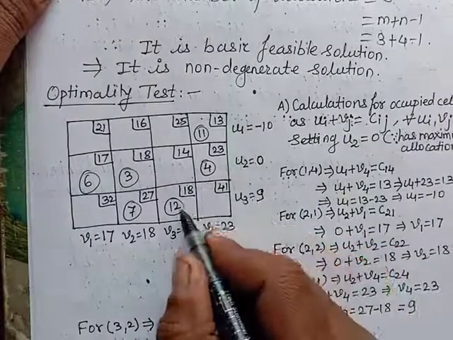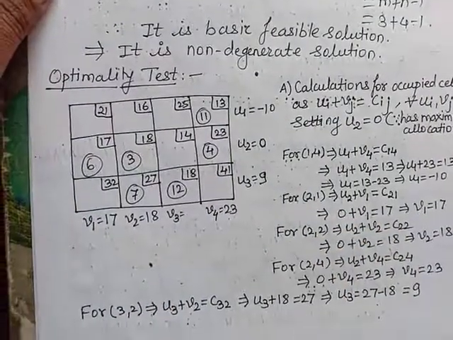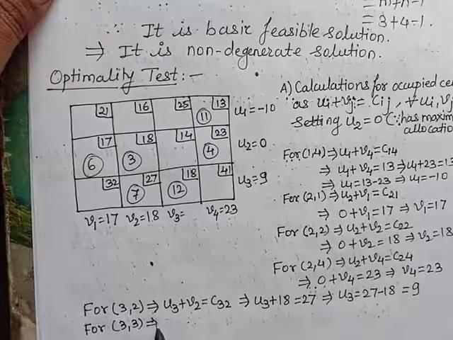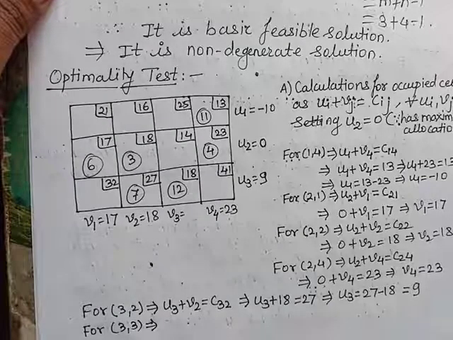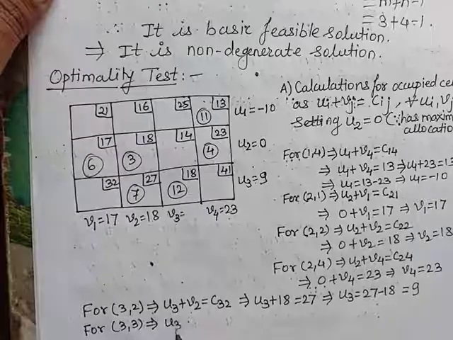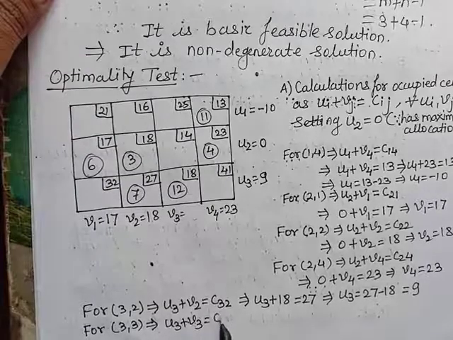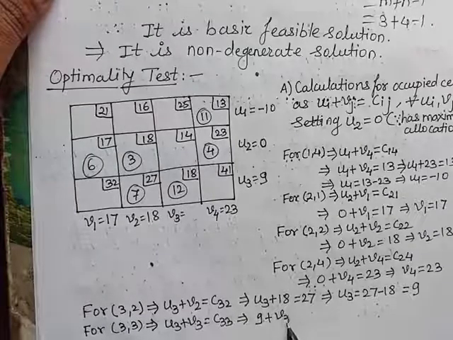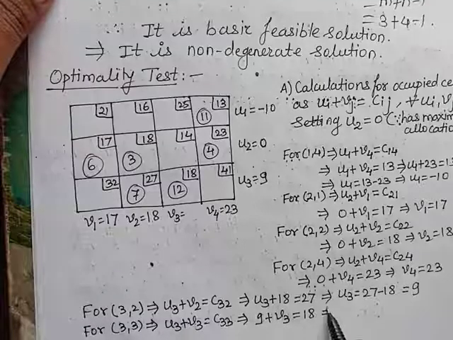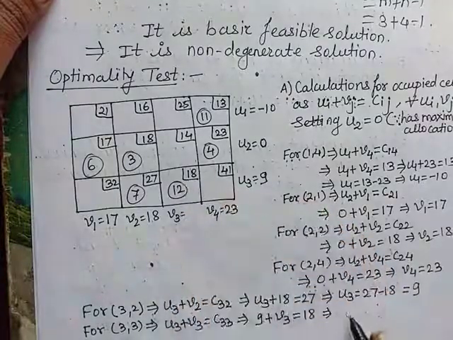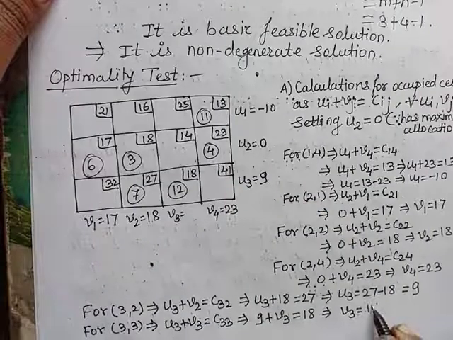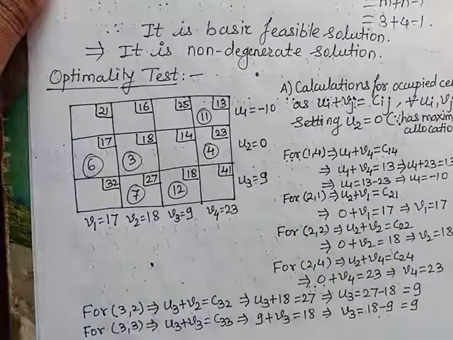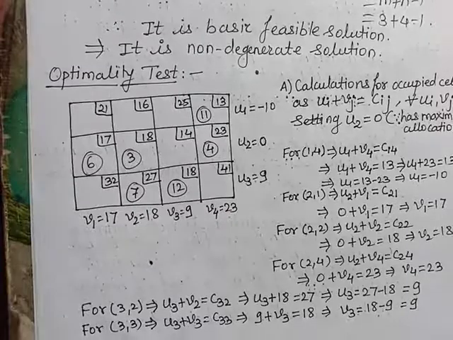Once we get U3, we can easily determine V3. For cell 3,3, U3 plus V3 equals C33. U3 is 9, V3 is unknown, but C33 is 18. So V3 is equal to 18 minus 9, which is 9. As such, we can easily determine Ui and Vj.